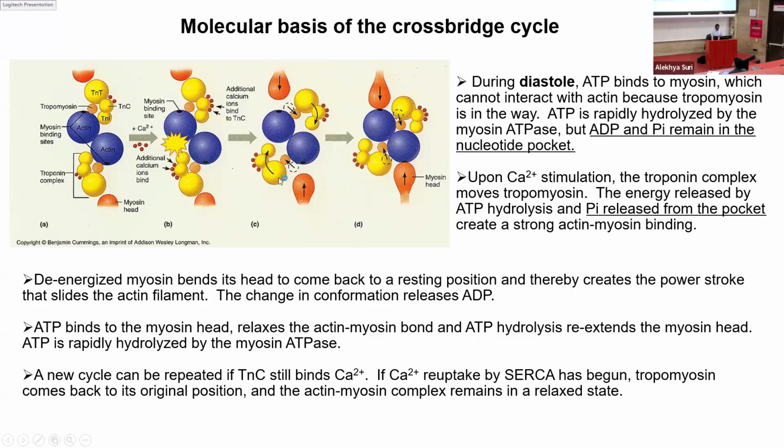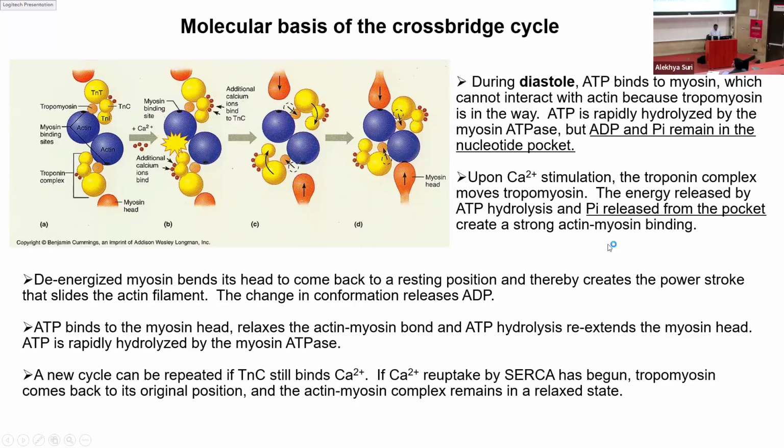So which is actually shown here. You can see this is the actin, this is the myosin binding site, and this is the myosin head. So in normal conditions, the tropomyosin will prevent the myosin head from interacting with the myosin binding site. But once the calcium comes in, the entire complex will change its conformation and expose the myosin binding site of the actin to the myosin head. So the myosin head will interact with actin molecules.